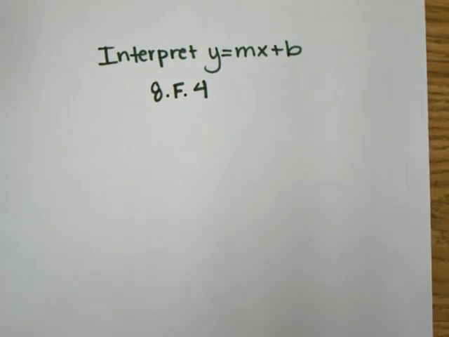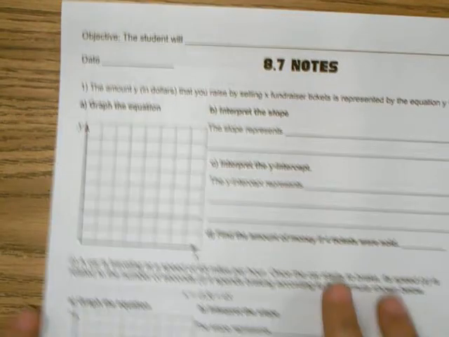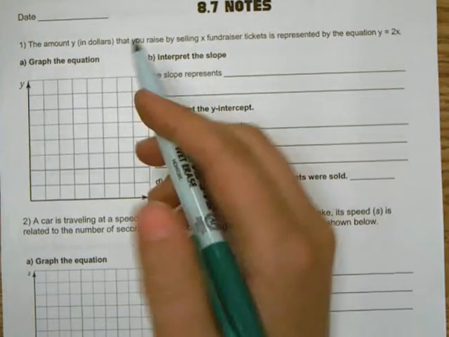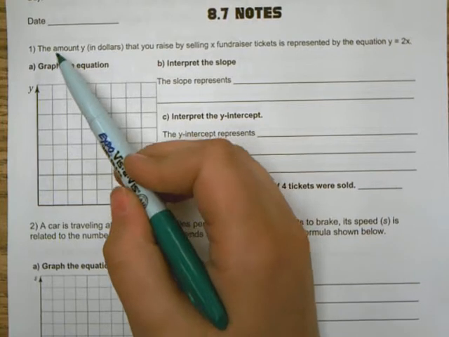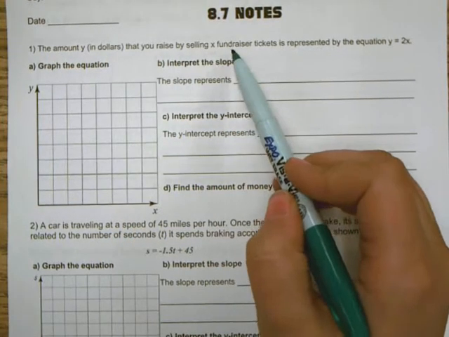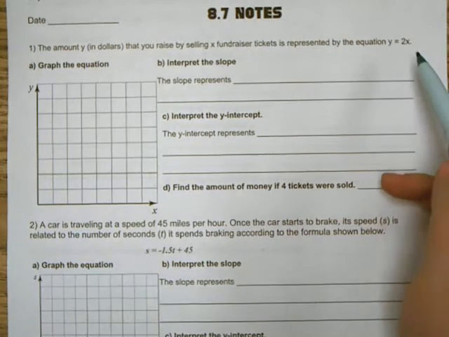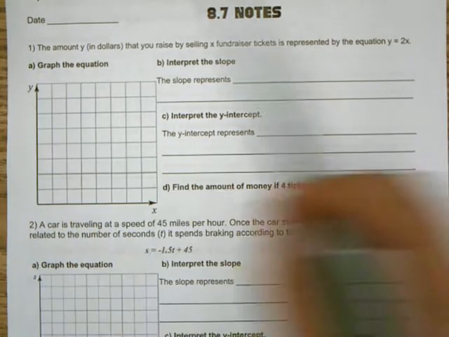This lesson will help you interpret an equation in y equals mx plus b. So if we take a look at this first example here in our notes, it says the amount y in dollars that you raised by selling x fundraiser tickets is represented by the equation y equals 2x. Part A says graph the equation.